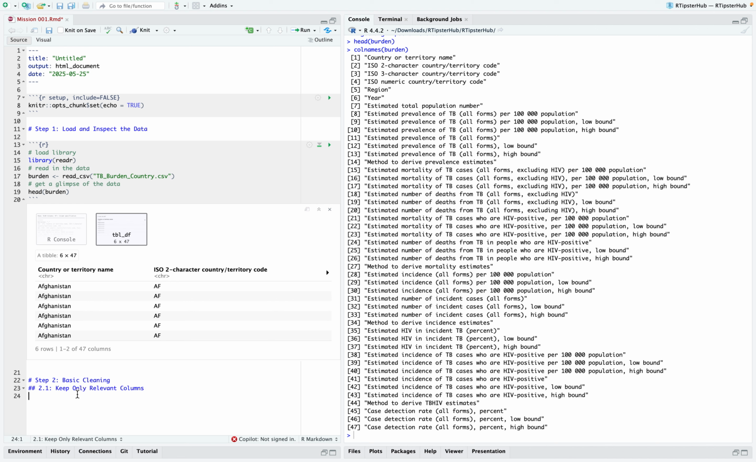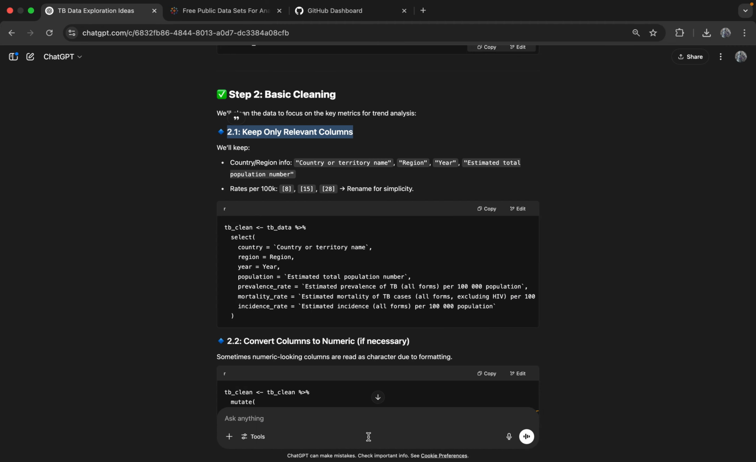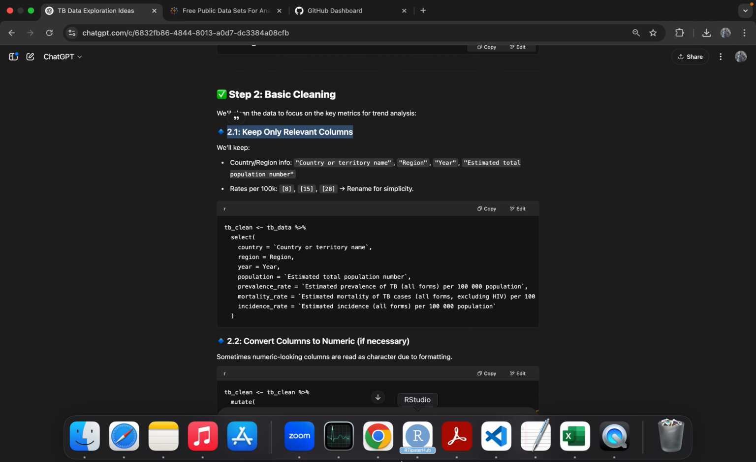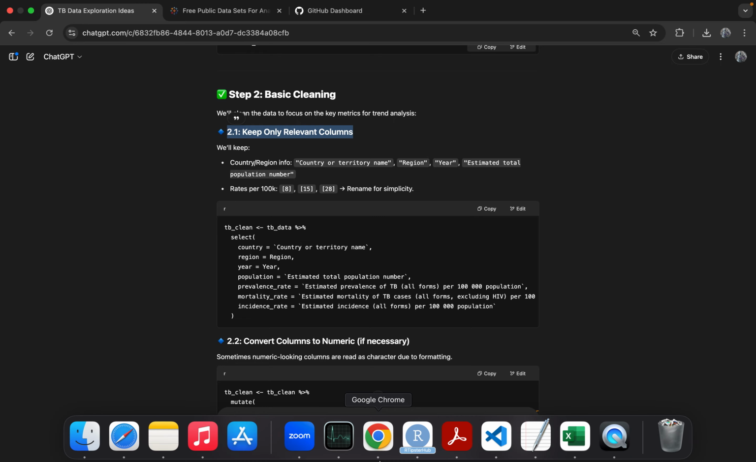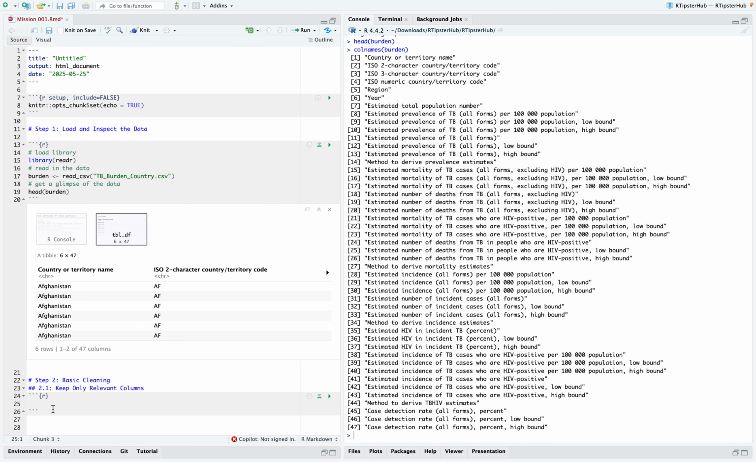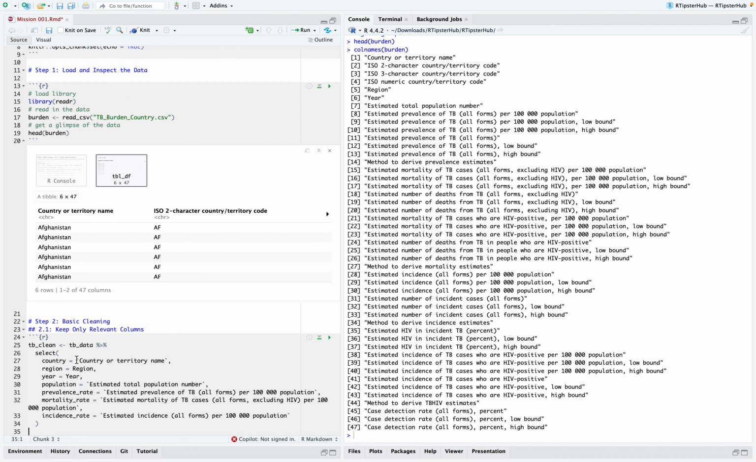So I'll put this as heading 2. So what do we do? Create a new code chunk, and then let's copy what ChatGPT is suggesting, saying we keep country or territory, region, year, estimated rates. Okay, so let's go clean. If we are keeping only relevant, our data here is named burden. So we'll just write burden, and then let's follow what ChatGPT is saying.